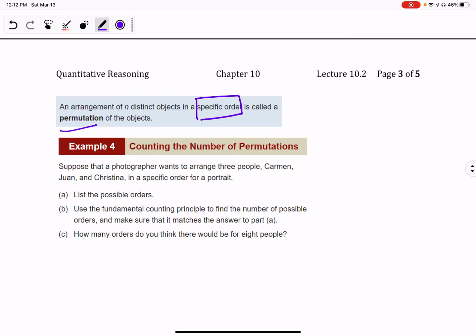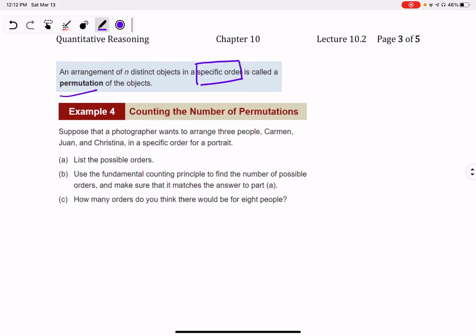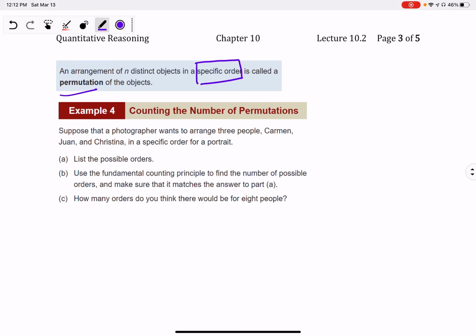First example for permutations. Suppose that a photographer wants to arrange 3 people. We have Carmen, we have Juan, and we have Christina in a specific order for a portrait. List the possible orders. Well, let's go ahead and just start listing out the orders. Remember, they have to be in a specific order, meaning that they won't repeat. Let me see. So we can start with Carmen, Juan, Christina.